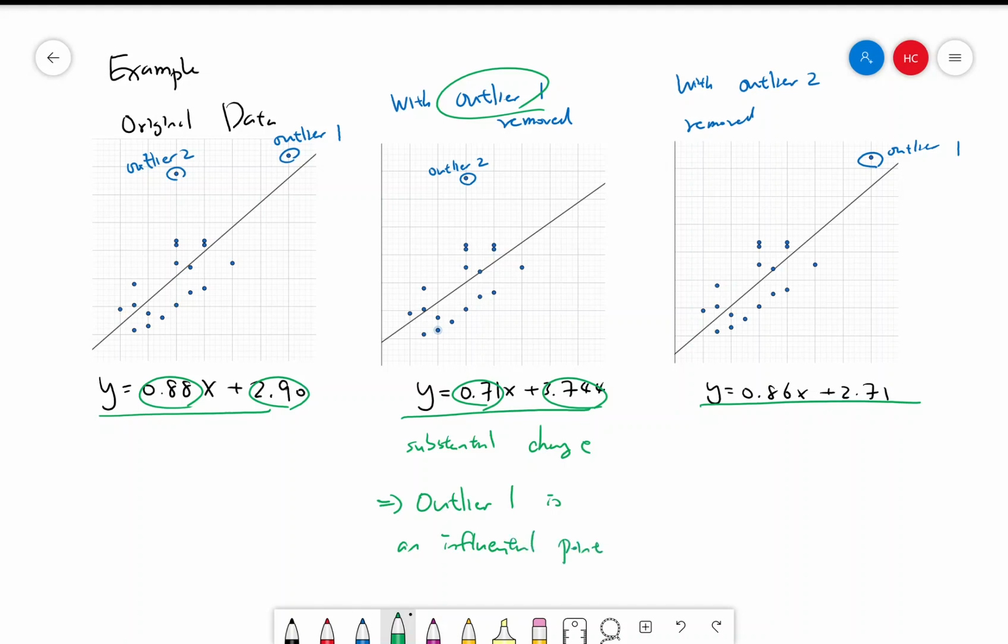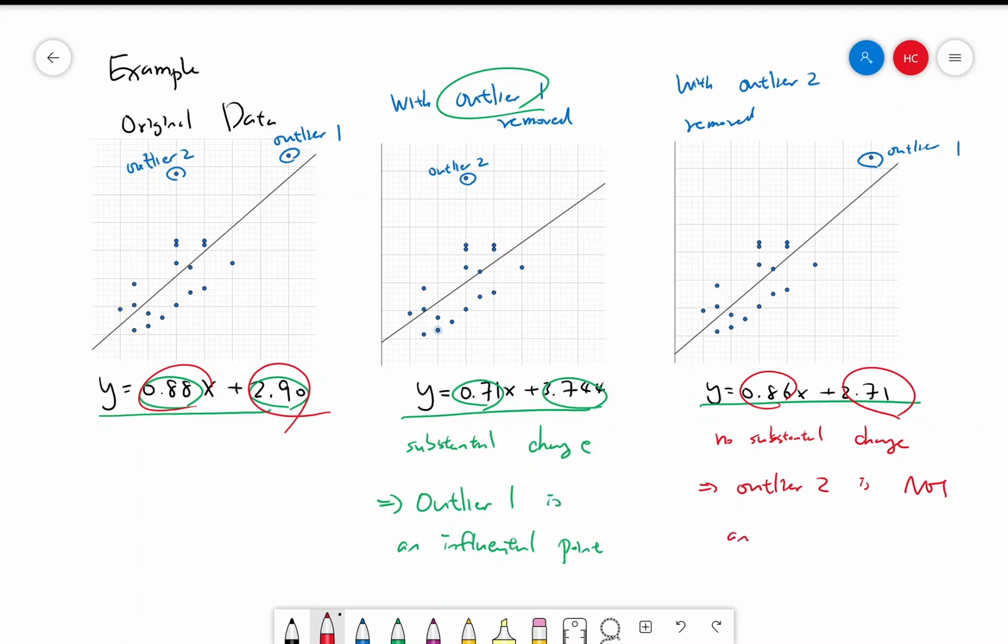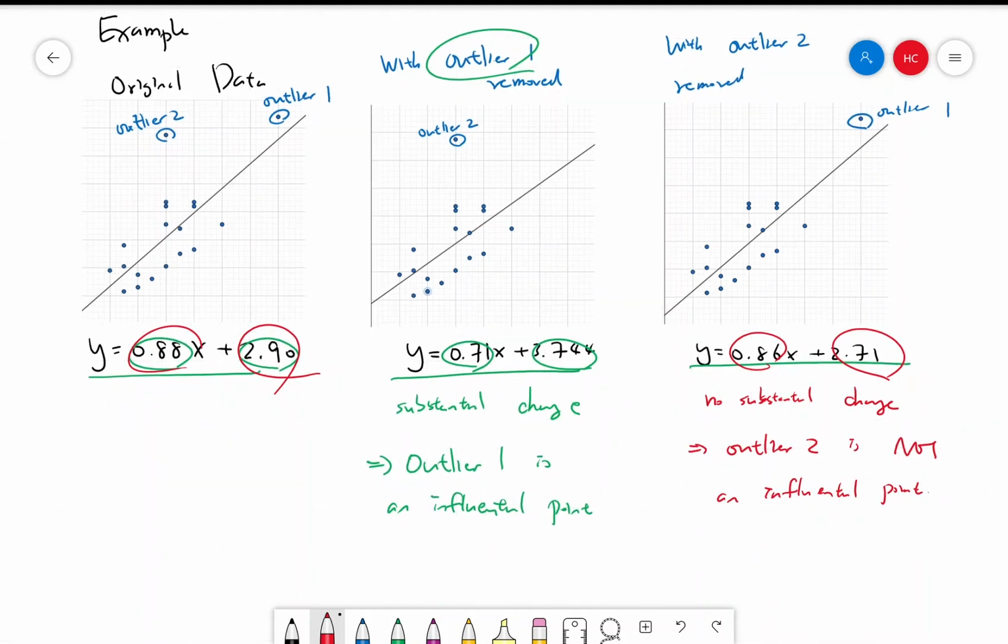And if you look at the third graph, now if you want to compare these coefficients, notice that 0.86 and 0.88 are not that far apart, and 2.71 and 2.9 are not that far, only off by 0.1. So this is not a substantial change. So we say outlier 2 is not an influential point. So this is how we classify influential points.